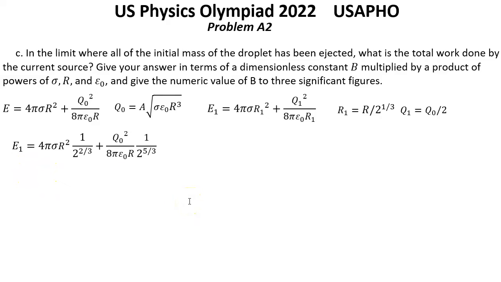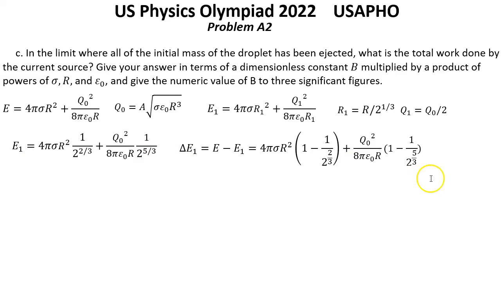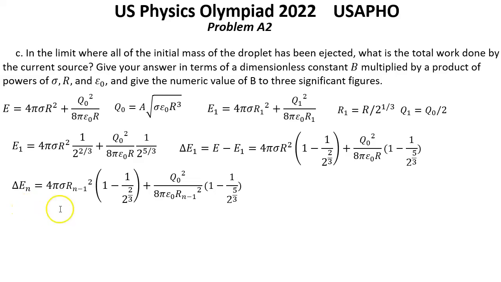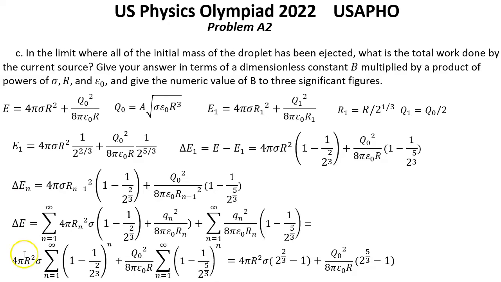Now we can count what is the energy difference between initial energy E and the remaining energy E1. This is what we really need. And now let's do recursion. We have delta En equal this expression, and finally we just need to summarize all this delta E by N. That will be all this sum. And we see that this is all going to be a sum of geometric progressions, which finally gives us this result.